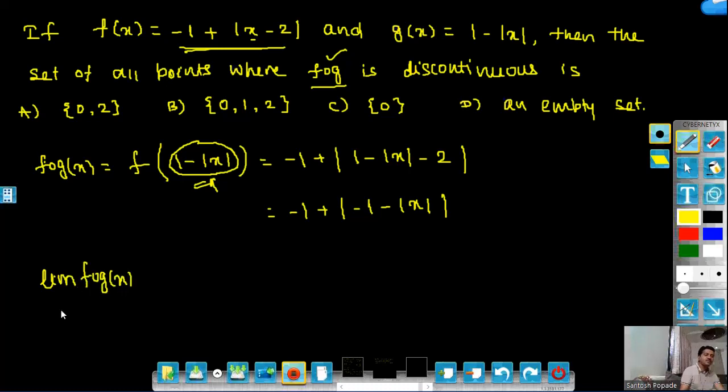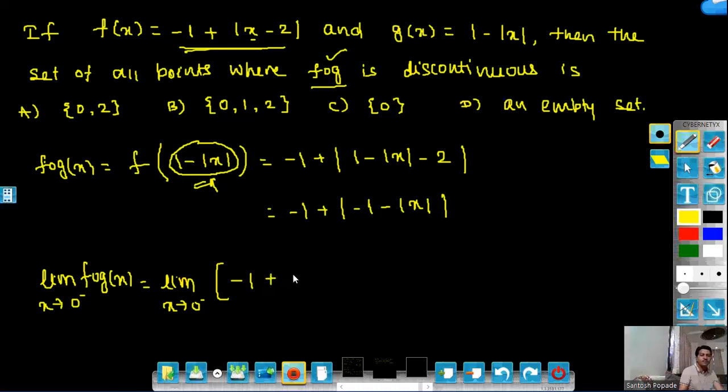Mod x, we know the definition. Mod x is x if x is greater than or equal to 0, and it is equal to minus x if x is less than 0. So using this, I will now find the limit of the function f of g as x tends to 0 from the left side and from the right side.